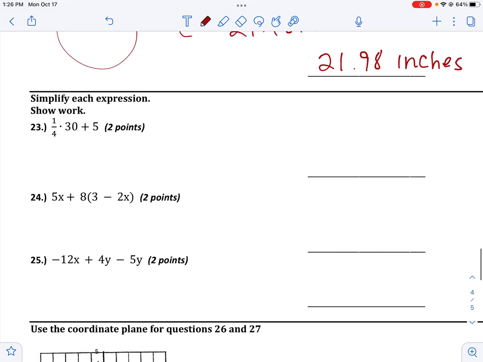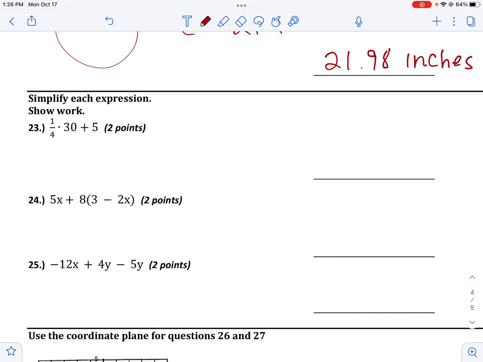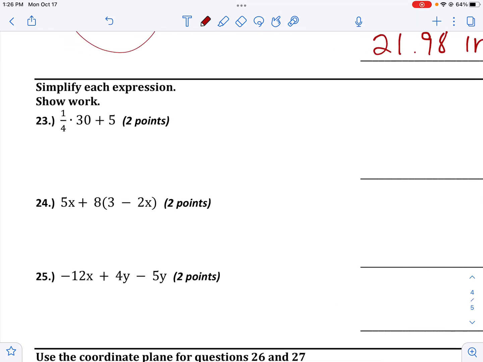Number 23, 24, and 25, we're going to simplify each expression. So again, I'm working with PEMDAS. I look at 23, and I know I want to do my multiplication first. So 1/4 times 30 is equal to 7.5, and then I'm going to add 5. When I do that, I get 12.5.